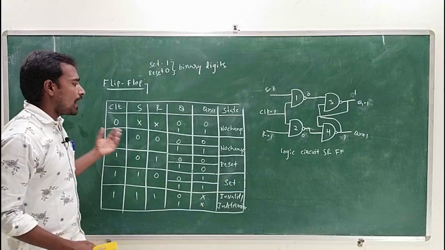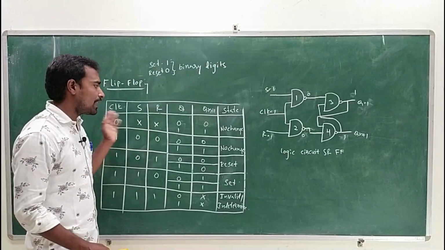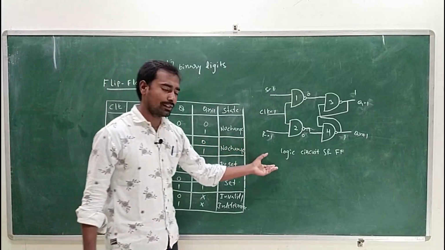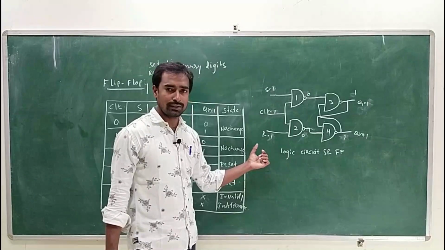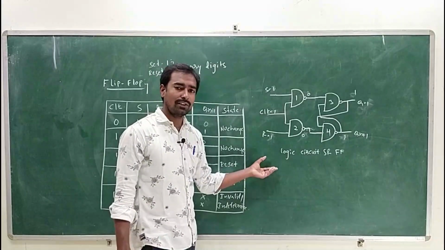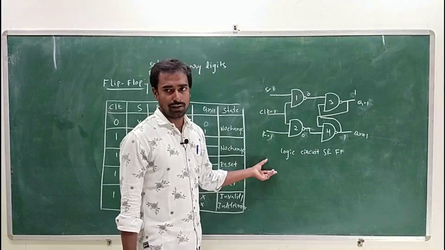So this is the actual working of the SR flip-flop, and we have the truth table, and these are the logic circuits. And in the next class we will discuss the D flip-flop, and we have different types of flip-flops like the JK flip-flop, which we will discuss in the next class.